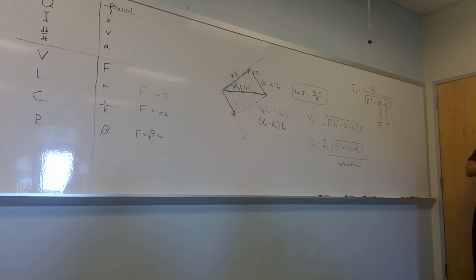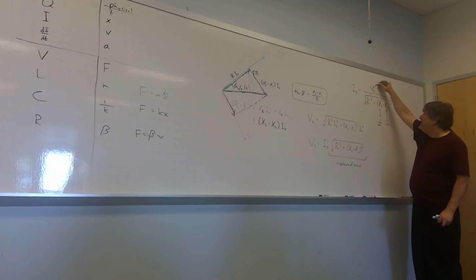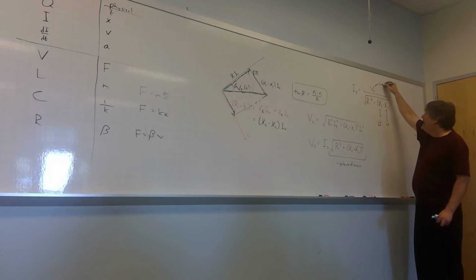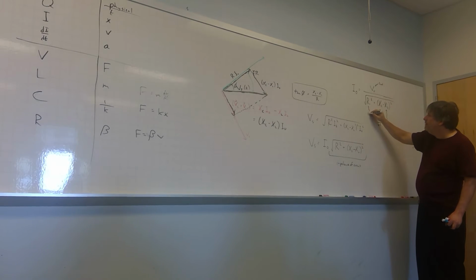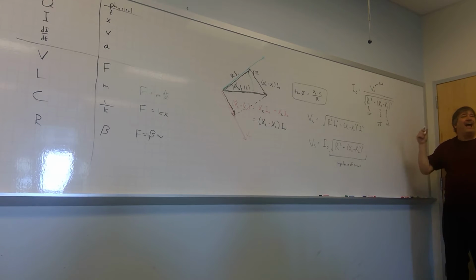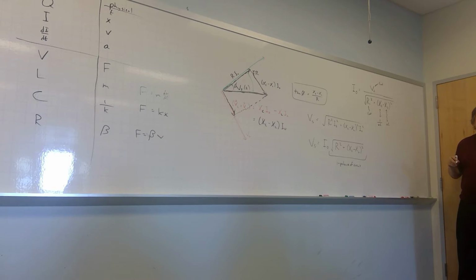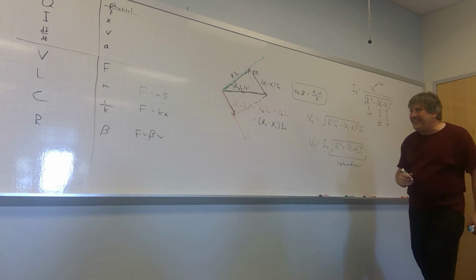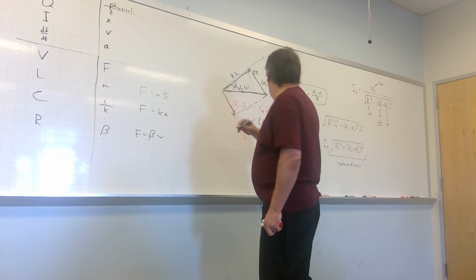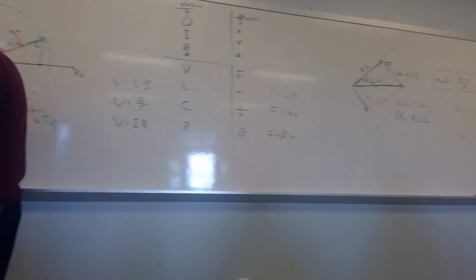What is my best solution? If I want the maximum possible current, and I fixed V naught, and I fixed R, for that matter, and I fixed C and L, I want these two numbers to go to 0. I want them to cancel. I want XC to be equal to XL. So when will I get the maximum possible current through this circuit?